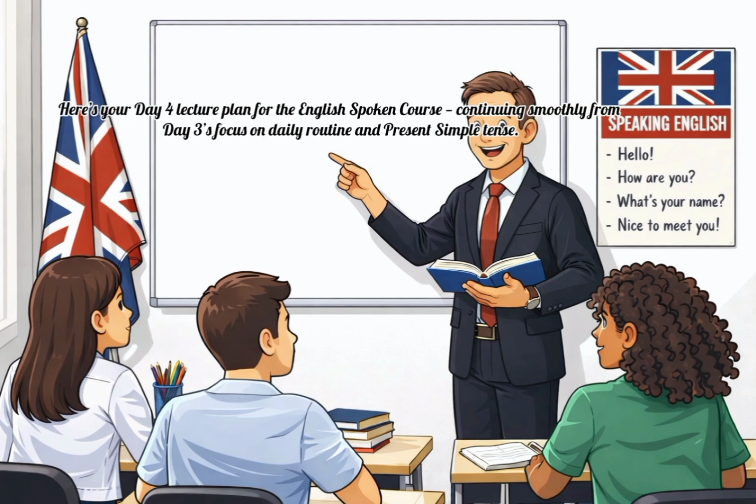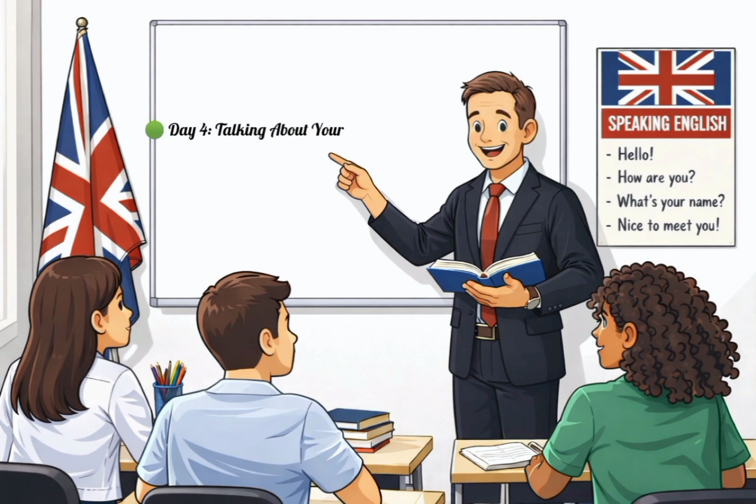Here's your day 4 lecture plan for the English spoken course, continuing smoothly from day 3's focus on daily routine and present simple tense. Day 4, talking about your family and using has have. Lecture objectives. By the end of this class, students will describe their family members confidently, use has and have correctly, ask and answer questions about family, practice short English conversations.